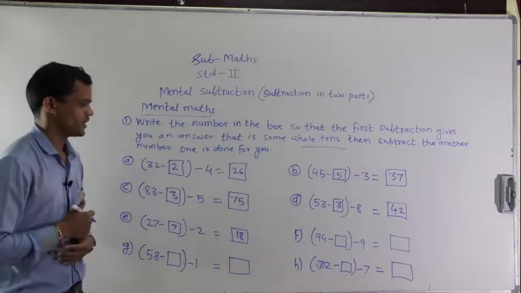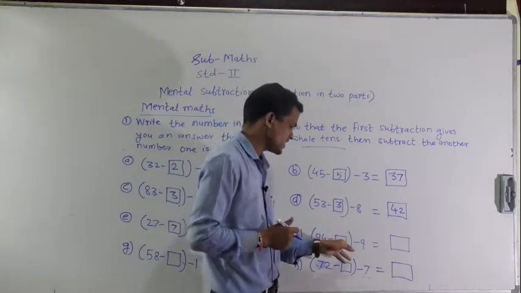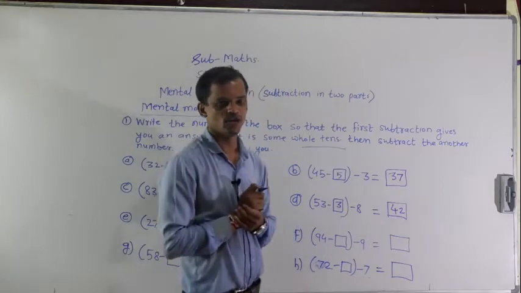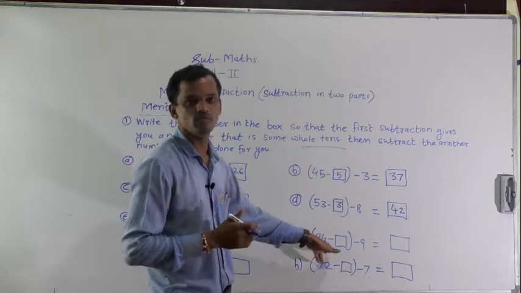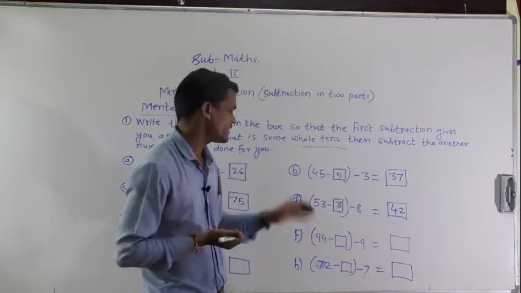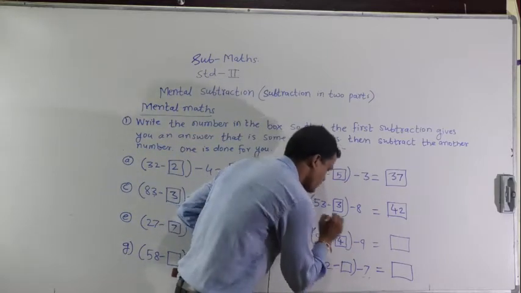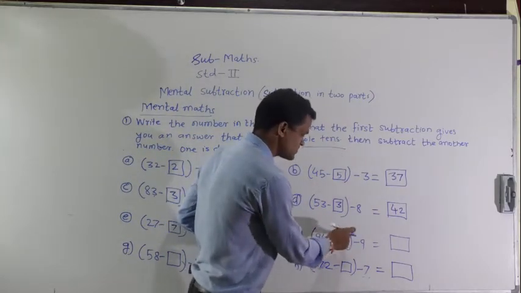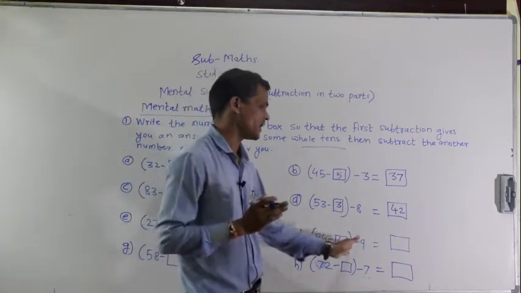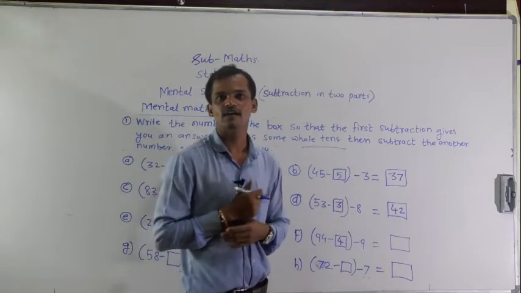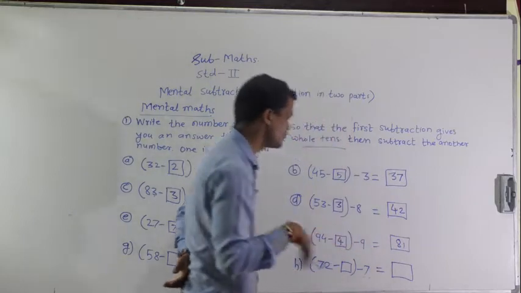Next, 94 minus blank, minus 9. Okay, so which number should be subtracted from 94 so you will get 90? That is 4. Okay, so 94 minus 4 is equal to 90. Next step, 90 minus 9, 81. Okay, just do the calculation in your mind.